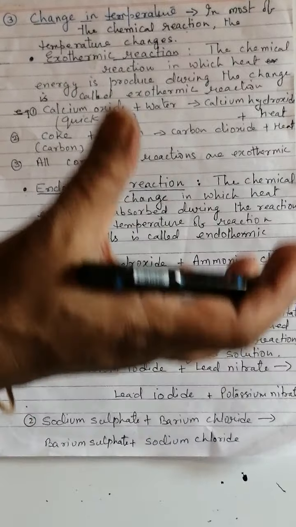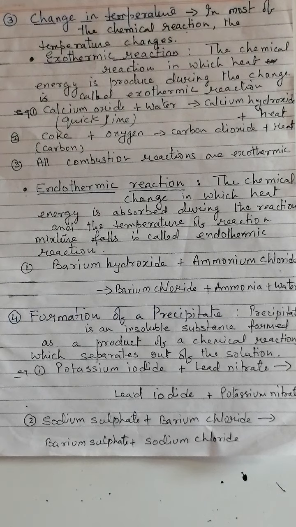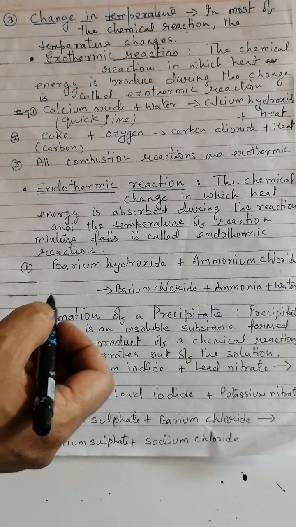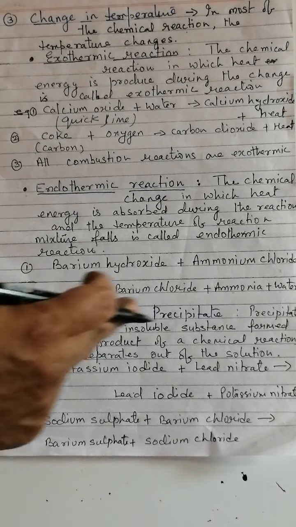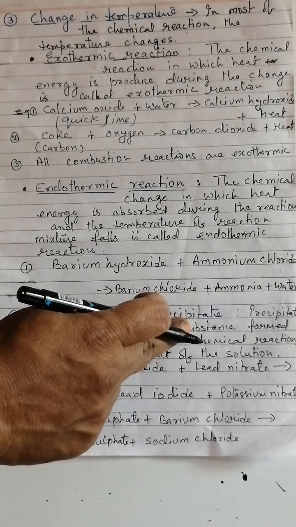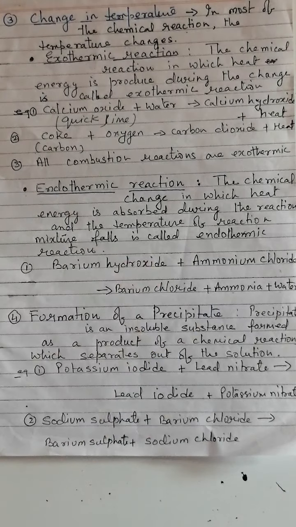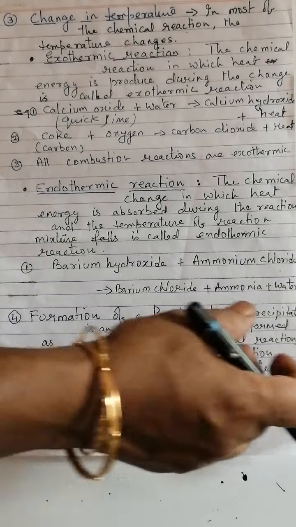And during this process, the heat gets absorbed by the solution, and hence we can call this an endothermic process. The next type of chemical reaction is one that leads to the formation of a precipitate. In standard 9 you already did in practical the reaction between sodium sulfate and barium chloride. Let us discuss it once again here.